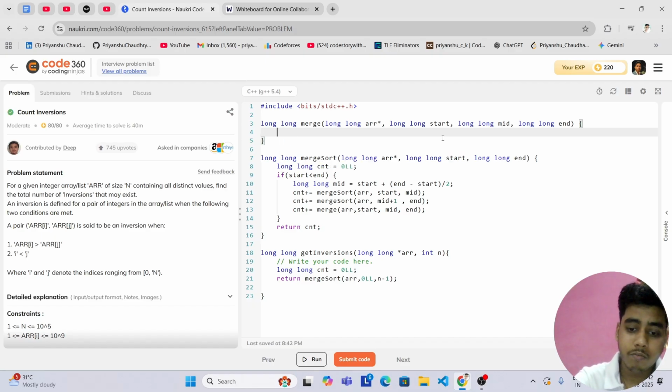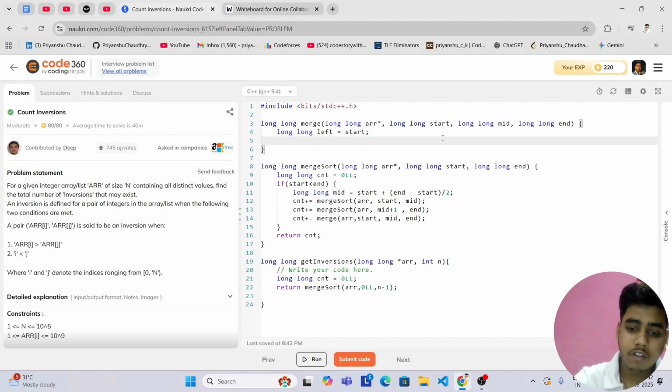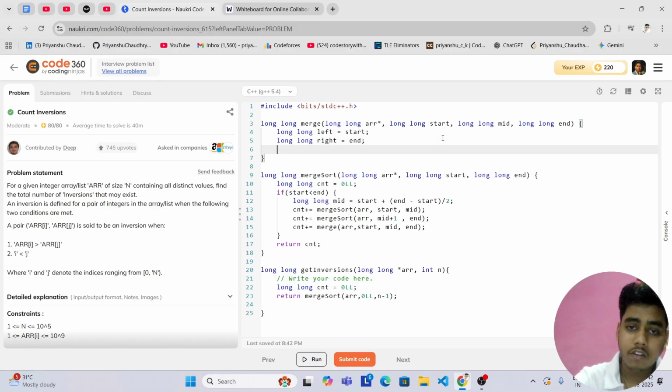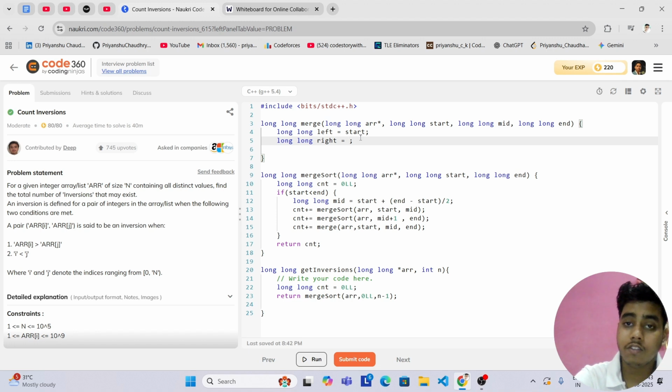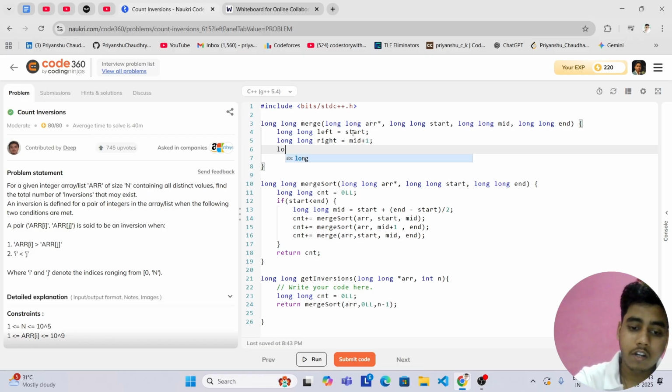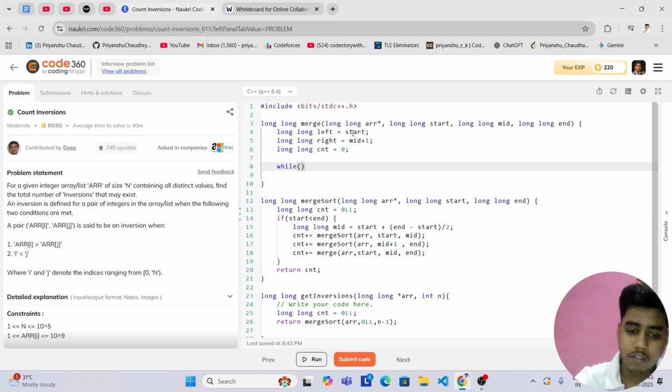Now we have to take 2 pointers. I will take everything as long because I don't want to take risk. Now left will be our starting, and the right pointer will be our ending. The starting index of the left array is start, and the starting index of the right array will be mid plus 1. And let's count also, what I said. While, yes, we are just adding to the normal merge sort function, left is less than or equal to mid, and right is less than or equal to end.